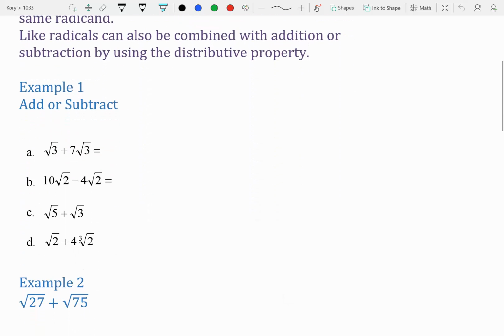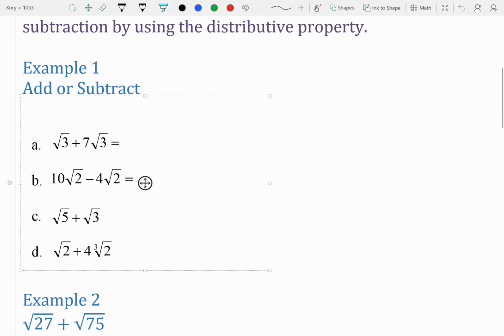So example 1, our first one, what we're looking for is for the radicand to be the same. The radical needs to be the same. And remember, there's always an imaginary 1 in front of everything. So we have 1 radical 3 plus 7 radical 3's. That means we actually have 8 radical 3's.